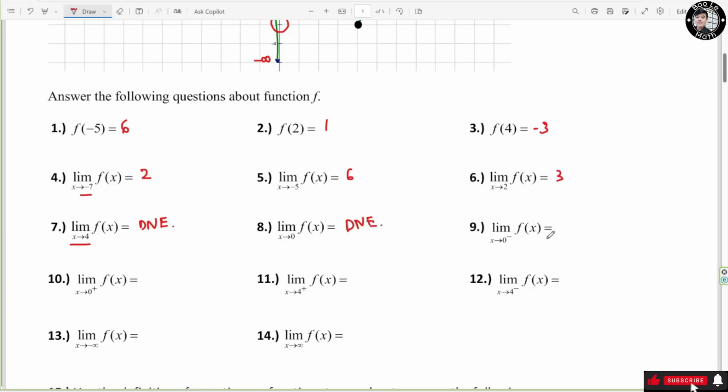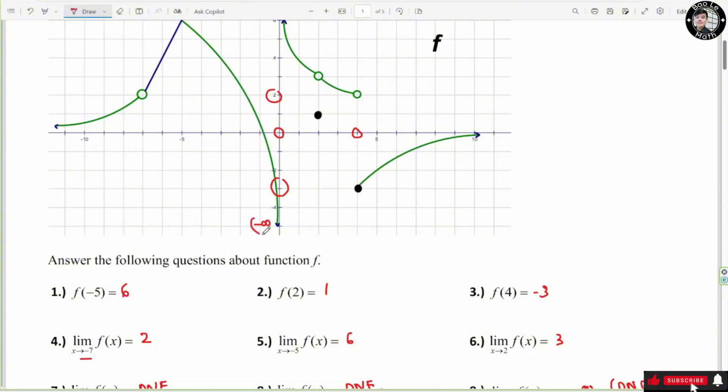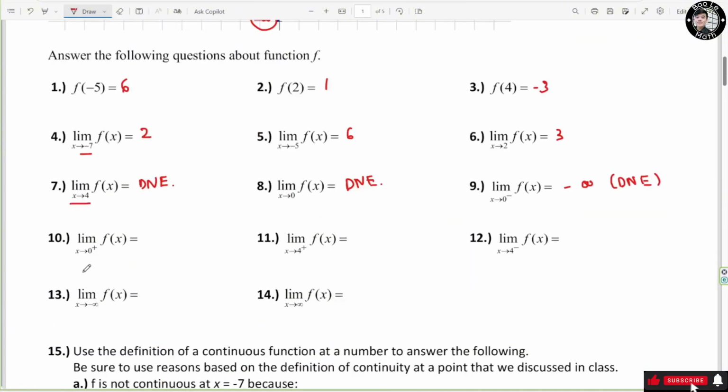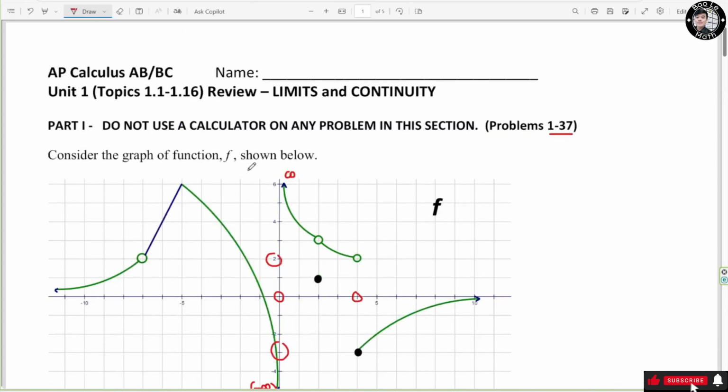Now question 9, limit of f of s when s approaches 0 minus is negative infinity. Or you can say does not exist. Right? It's going to be right here. Limit of f of s when s approaches 0 plus, it could be positive infinity. Or you can say does not exist. Right? It's right here.